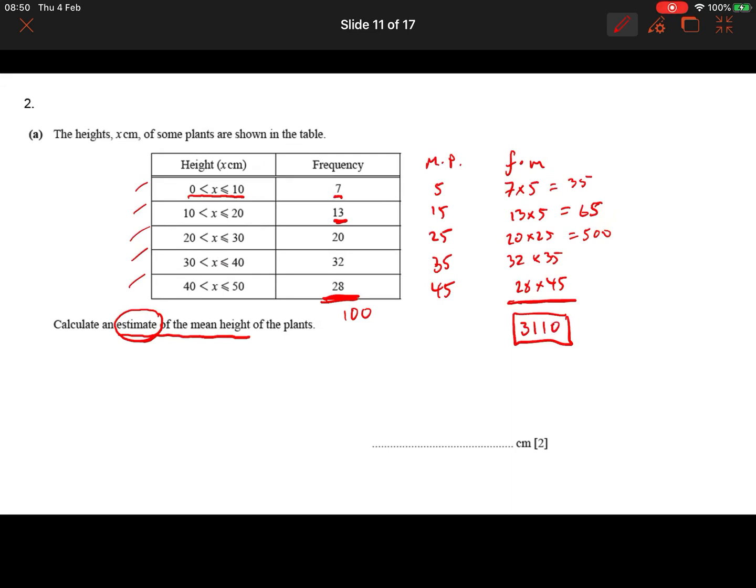So actually, this all adds up to 3,110. Okay? No, it doesn't. Sorry, talking nonsense. 3,110. So the mean is going to be all of the plants' heights added together, 3,110, divided by the number of plants that there were, which is 100. So the answer is 31.1. Okay?